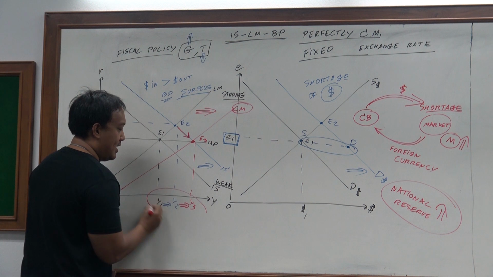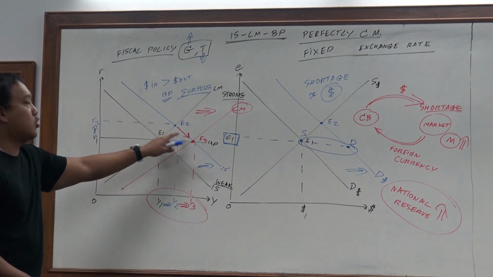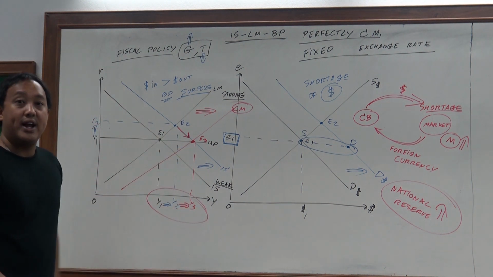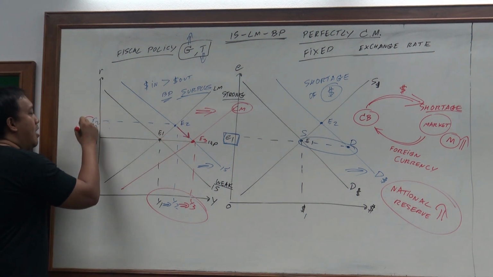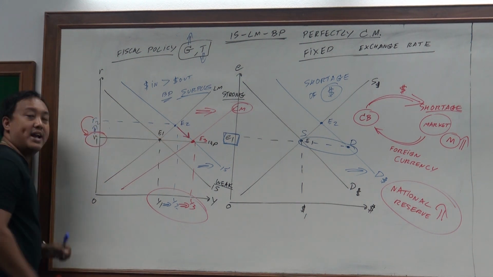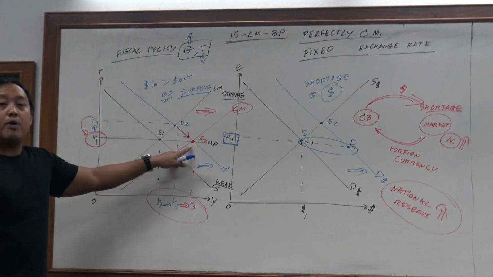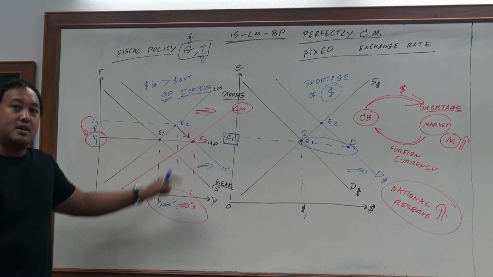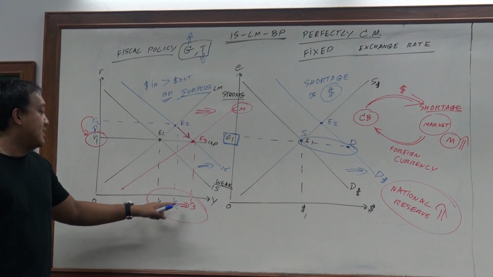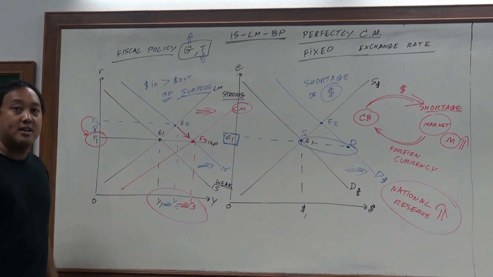GDP increasing from Y2 to Y3, E2 to E3. Okay? At the new equilibrium point E3, the real interest rate goes back to R1 again. The new equilibrium point E3 stays on the BP curve, so it means that the money that flows in equals the money that flows out. GDP increased in the second step from Y2 to Y3.